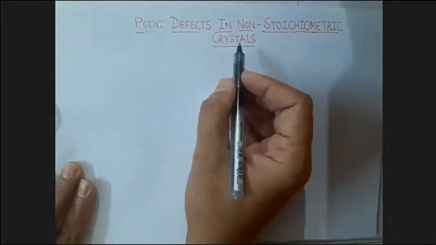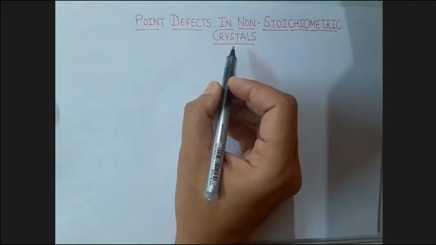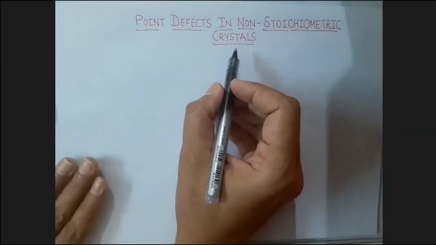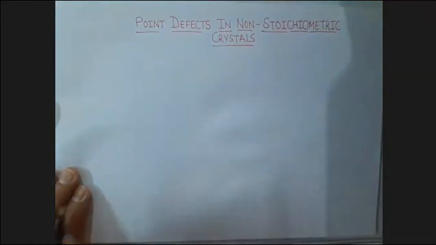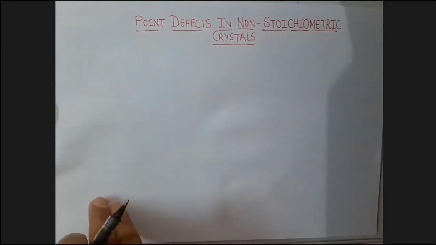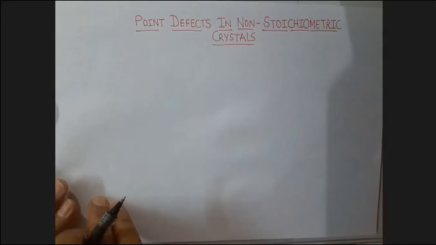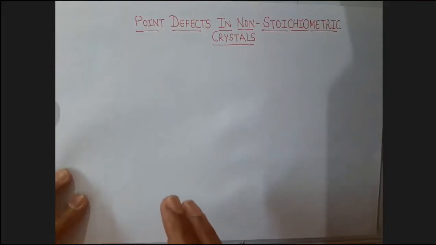Point defects in non-stoichiometric crystals. The compounds in which the ratio of positive and negative ions present in the compound differs from that required by the ideal chemical formula of the compound are called non-stoichiometric compounds. The defects in these compounds are called non-stoichiometric defects.